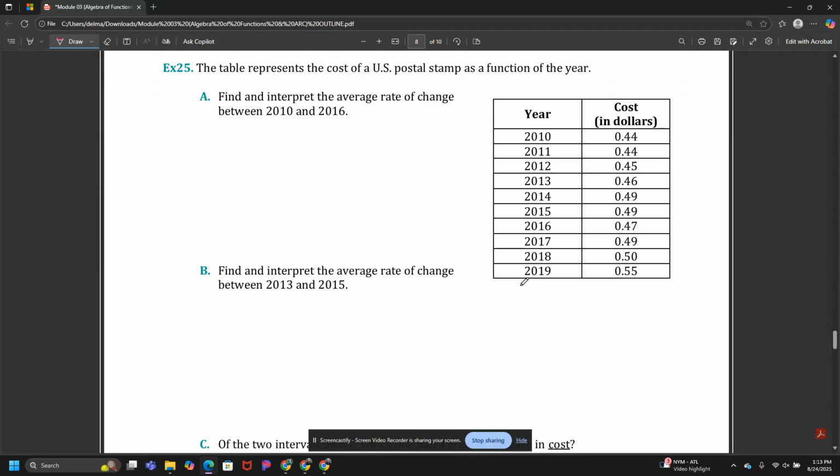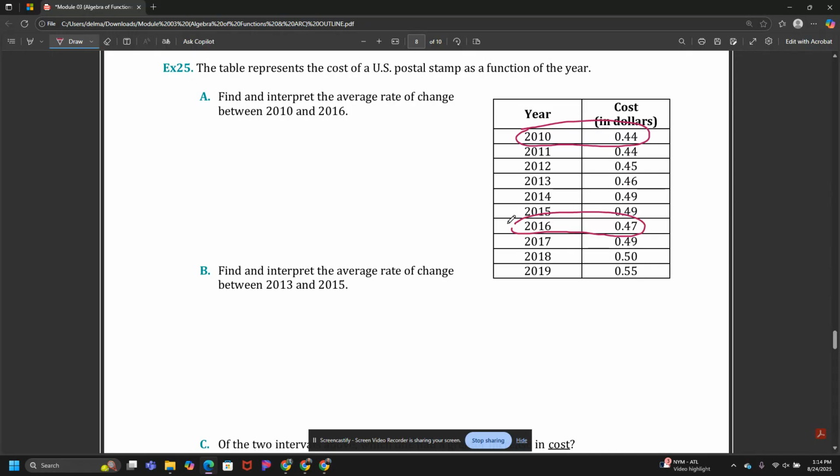The table represents the cost of a U.S. postal stamp as a function of the year. Find and interpret the average rate of change between 2016 and 2010. Okay, so I'm going to find those on my table. 2016 and 2010.